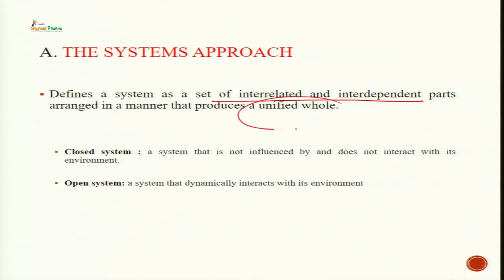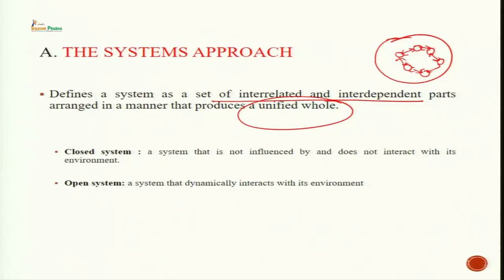An organization is a unified whole. So you can see this as an organization which is a unified whole. There are systems and subsystems in the organization. These systems and subsystems are interrelated and interdependent on each other. Like in an organization, you have subsystems like production management, financial management, human resource management, supply chain management. All these subsystems are interrelated and interconnected to each other. A change in any one subsystem has an effect on the other subsystems also.